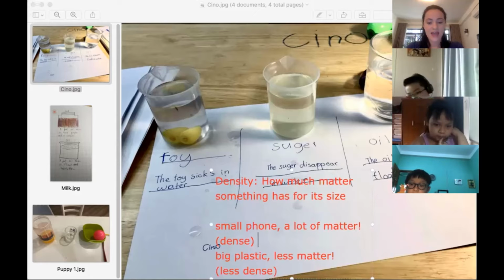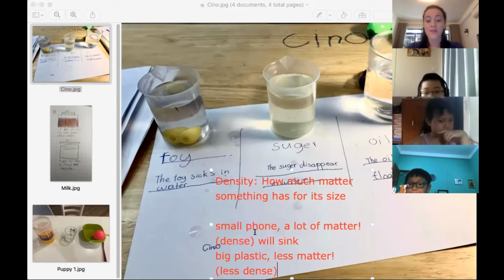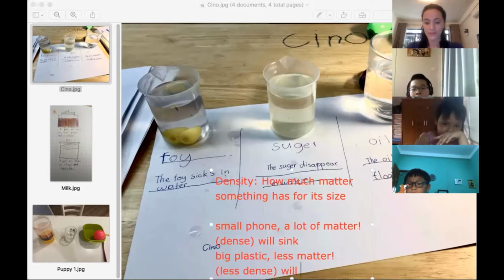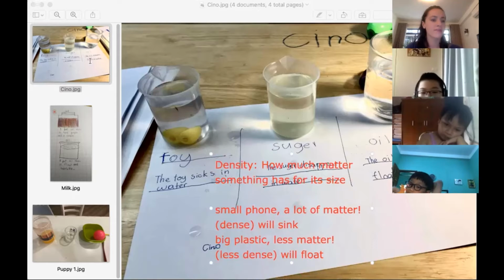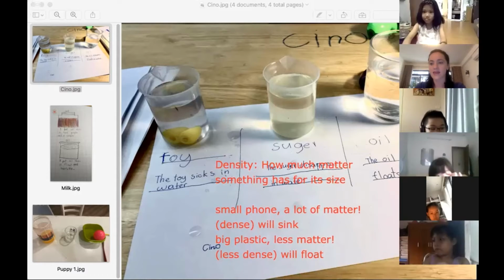Things that are dense will sink. Things that are more dense than water will sink. Things that are less dense than water will float. So, who has something around them that they think would float and something next to them that they think would sink?